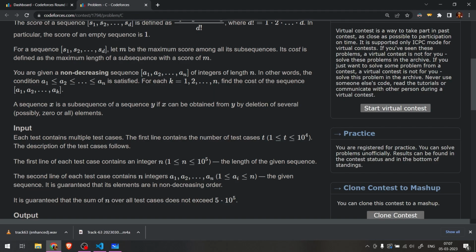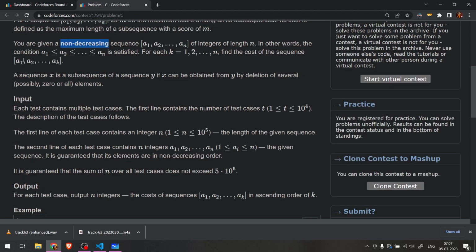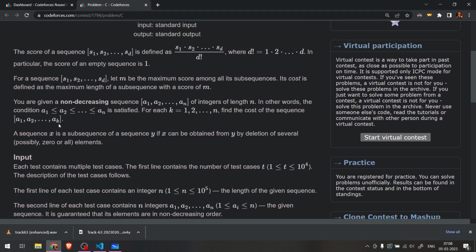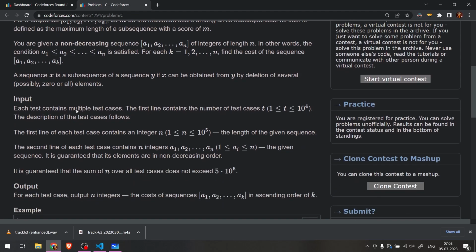So we are given an array, and the array is non-decreasing, or in other words, it's sorted in ascending order. And we have to find, for each prefix array of this, the cost of the sequence. Prefix arrays are arrays starting from the first element and going up to the first, second, third, fourth, etc. So starting from the left end, all the subsequences are considered here. So those are basically prefix arrays.